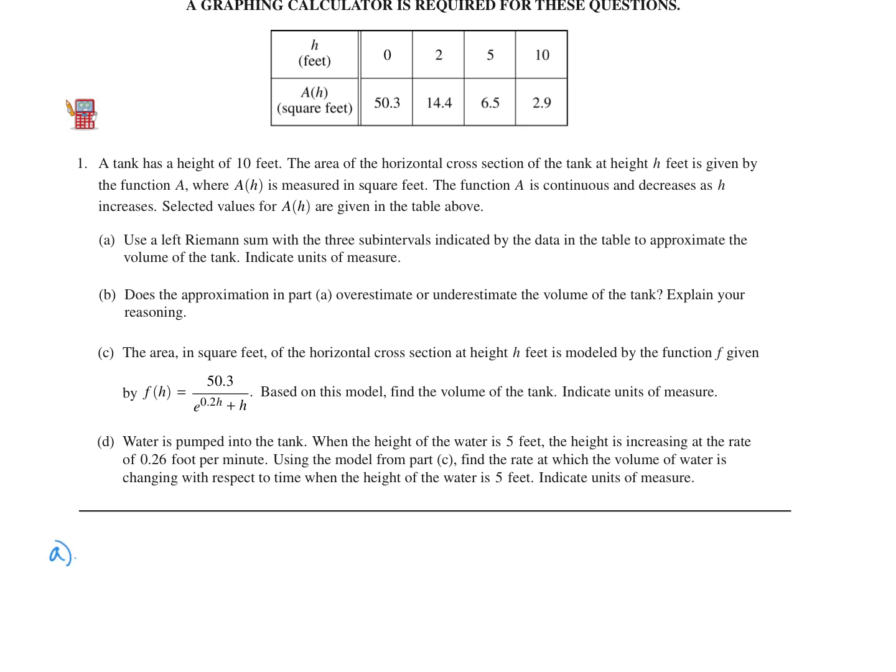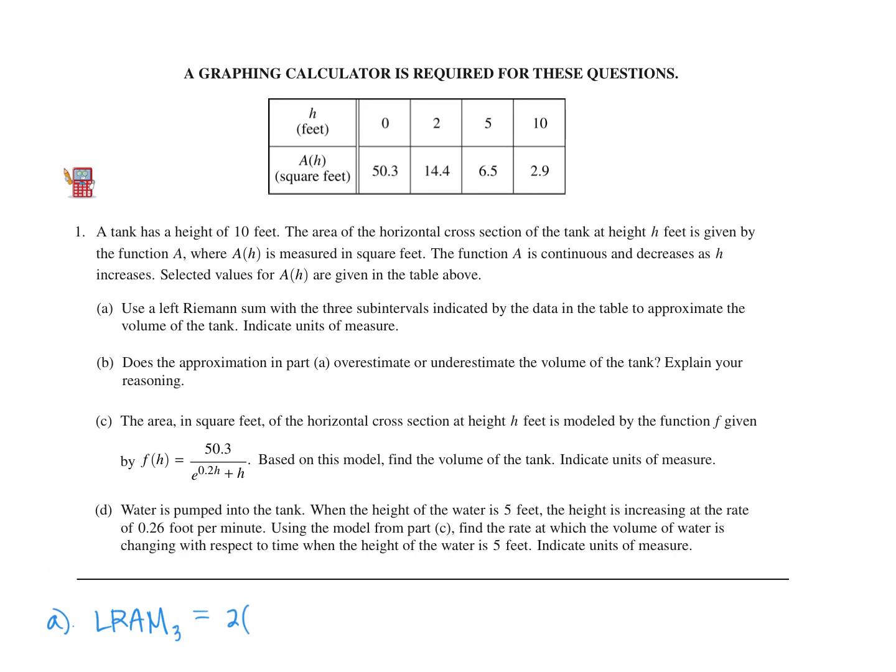So part A, we are going to say that we are doing LRAM. How many LRAMs can we get out of the given data? We can get 3, so you'll indicate LRAM with a little 3. And the LRAM is, we take our first base, which is 2, and then our left area. If we're looking at 0 and 2, our left is going to be 50.3.